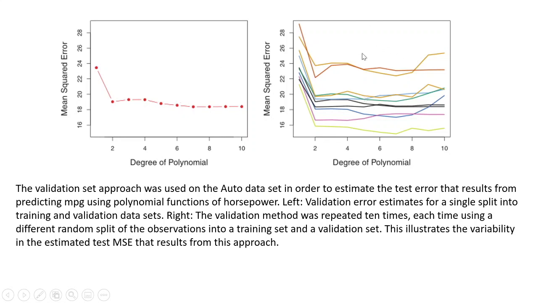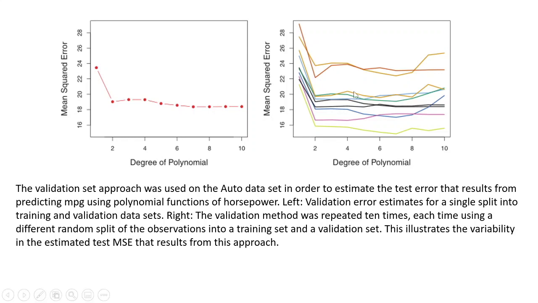On the right hand side, instead of having a single split, for example, maybe one person divides the data into 20% validation and 80% training, and the other person uses slightly different proportions, or they use the same 20 and 80, but they get a different sample. So this is the resulting output. You run it many times, where you repeat 10 times in this case, and each time use a different random split of the observations into training and validation data sets.